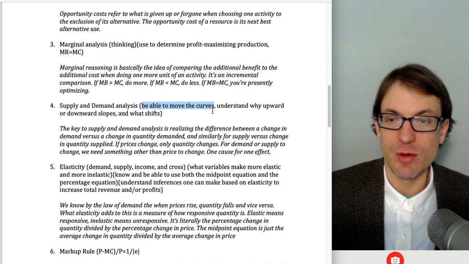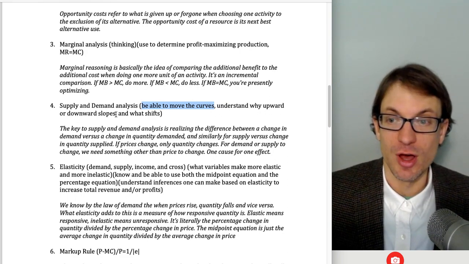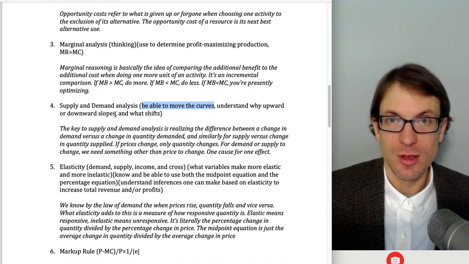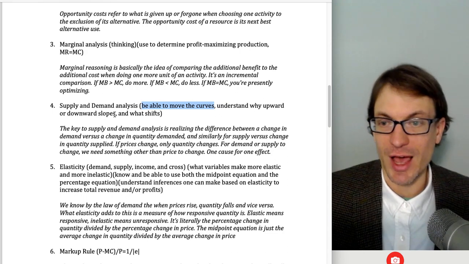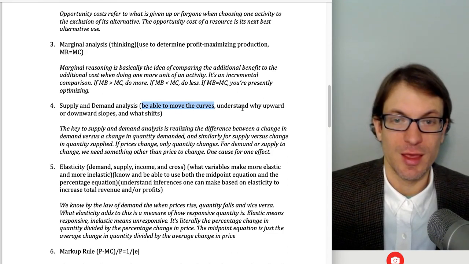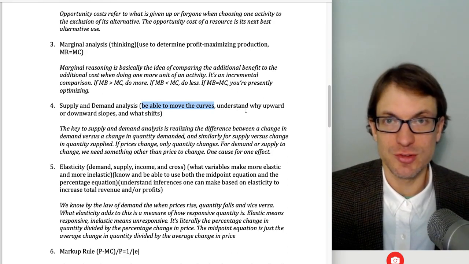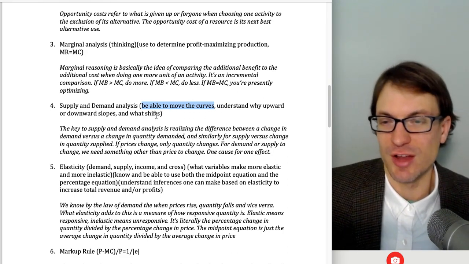Why is it upward or downward sloping? Okay, so the demand curve slopes downward by the law of demand. At higher prices, consumers want to buy a smaller quantity. So quantity demanded is smaller at higher prices, and at lower prices, consumers want to buy a larger quantity. And then for suppliers, at higher prices, suppliers are willing to bring more to the market. So the supply curve slopes upward. What shifts? I just kind of talked about that.